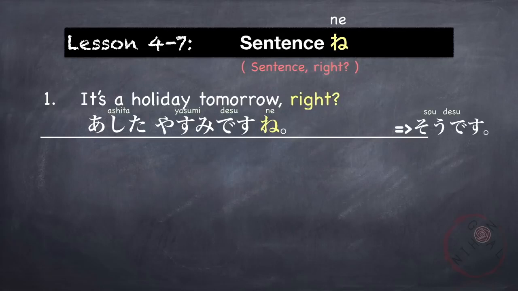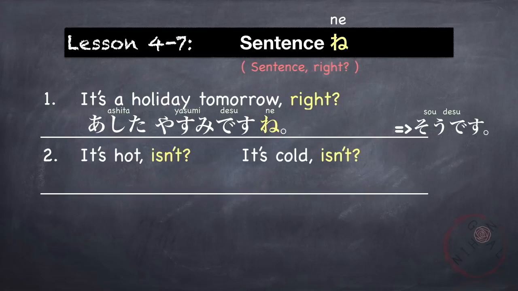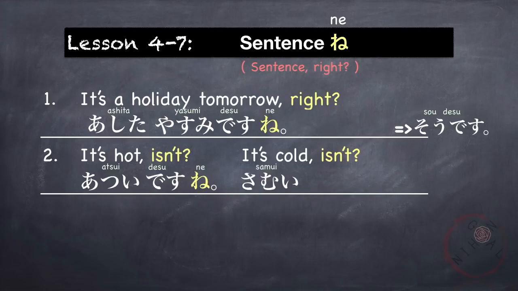This also shows that the speaker wants the listener to agree. For example, it's hot, isn't it? Or it's cold, isn't it? This is a very common phrase that you would hear among Japanese just to open up a conversation. 暑いですね。It's hot, isn't it? Or 寒いですね。It's cold, right? You can say そうですね to show that you agree.